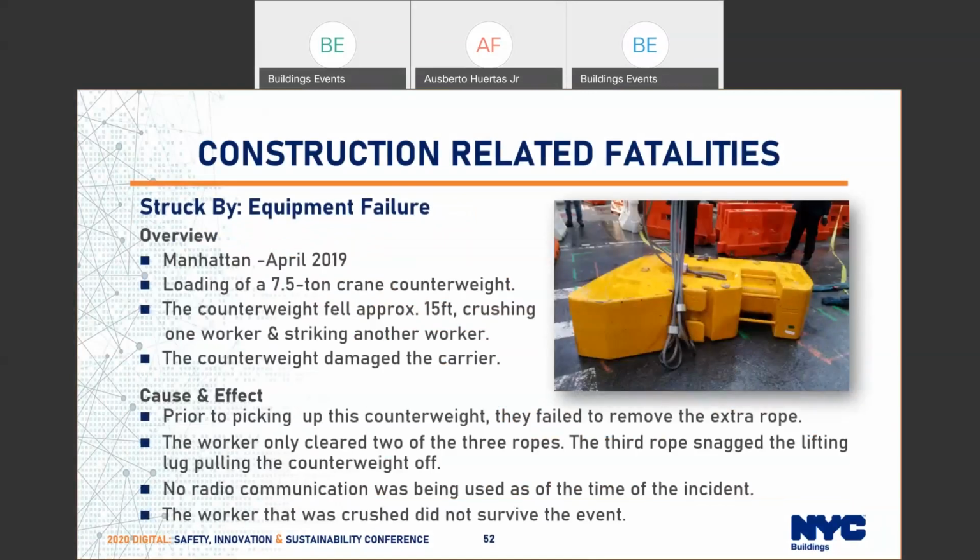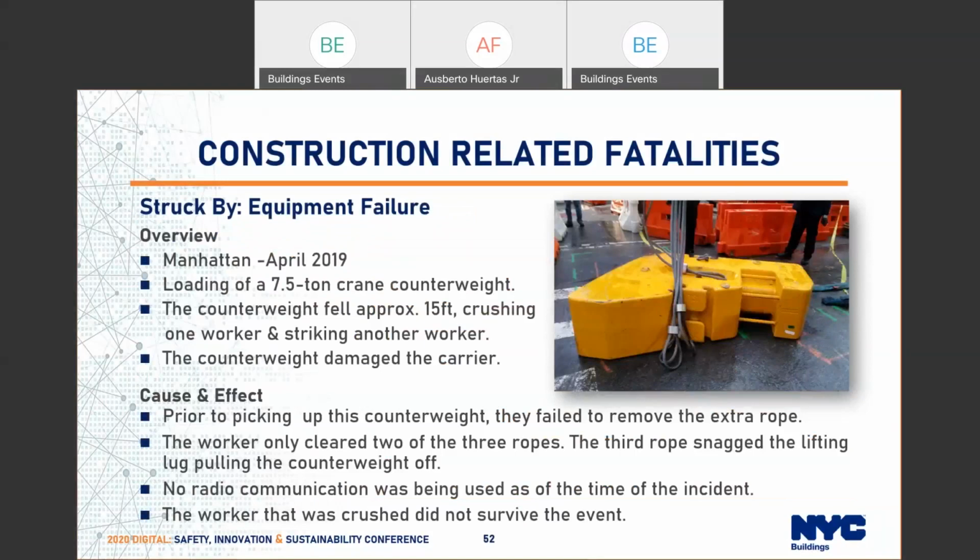This incident occurred in Manhattan in April of 2019. This involved the loading of a 7.5-ton crane counterweight. The counterweight fell approximately 15 feet, crushing one worker and striking another. The counterweight damaged the carrier.